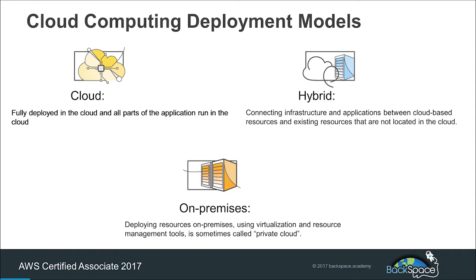We also have an on-premises solution, which is 100% on-premises. We're not going to be discussing it other than here in regards to the AWS certified exam. And that is where we have 100% of our cloud computing deployed on our own infrastructure. So that is deploying resources on premises using virtualization and resource management tools. And that is what we call a private cloud, where we use our own resources, we pool all those resources together, and we use a virtualization model to create our own cloud computing on-premises private cloud.